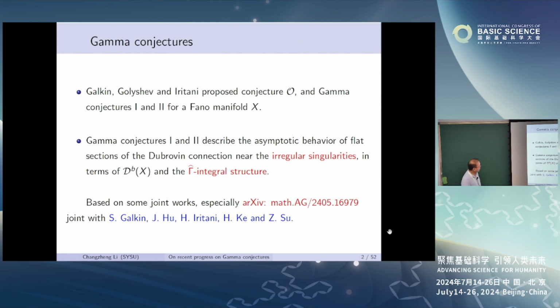We consider some flat connection, some quantum connection, and this connection has two singularities. On one singularity there is a so-called gamma integral structure, and on the other singularity there is some asymptotic behavior. So the gamma conjecture is concerned with the relation of these two structures.